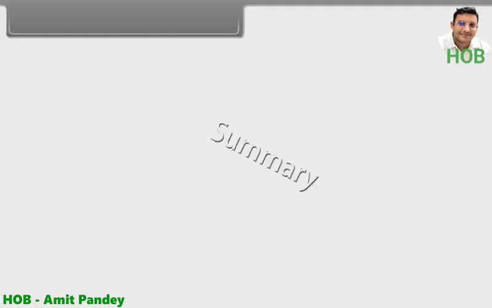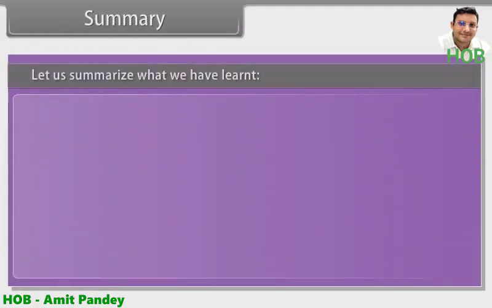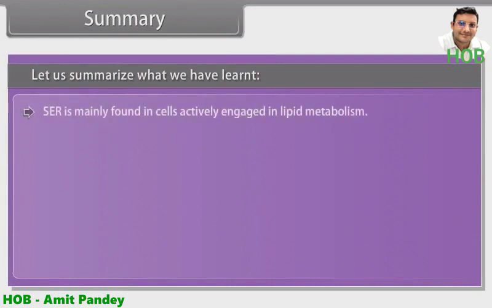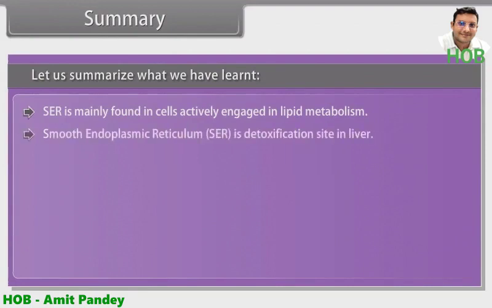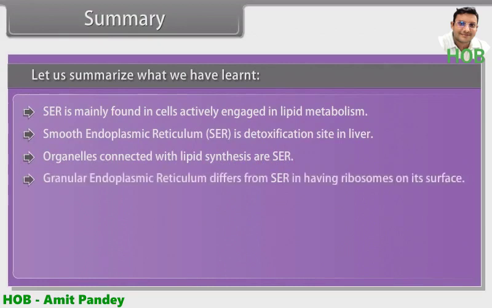Summary. Let us summarize what we have learned. SER is mainly found in cells actively engaged in lipid metabolism. The smooth endoplasmic reticulum is the detoxification site in the liver. Organelles connected with lipid synthesis are SER. Granular endoplasmic reticulum differs from SER in having ribosomes on its surface.